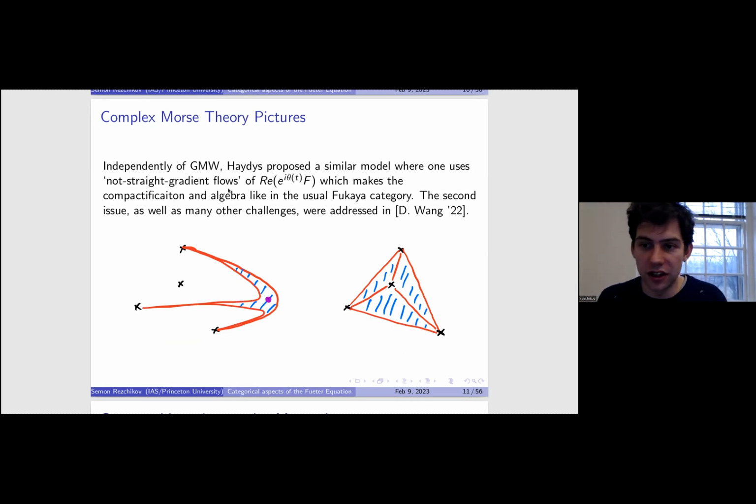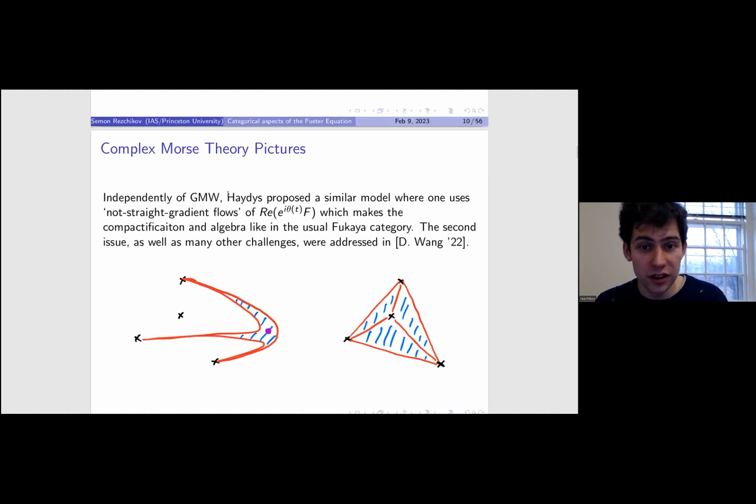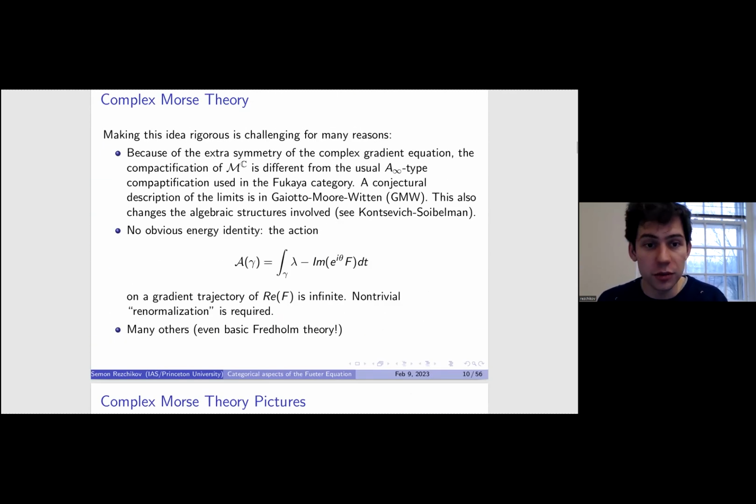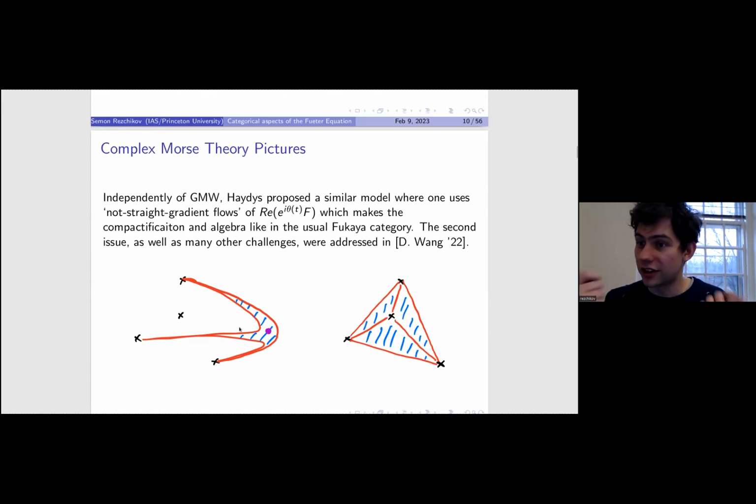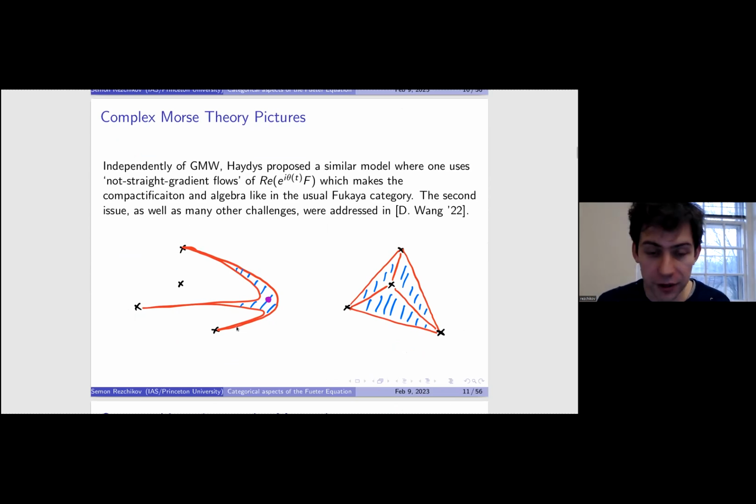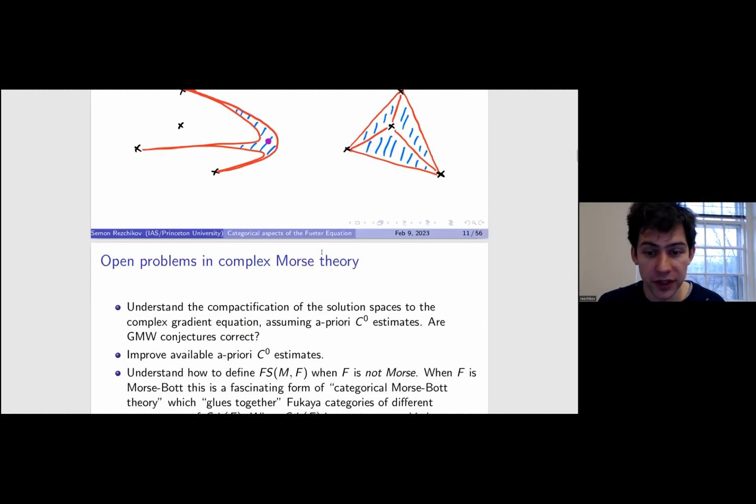But then Dong-Ho Long wrote this very long paper motivated by problems in Seiberg-Witten theory, which basically made the analysis of the Hadish kind of thing rigorous. He solves this renormalization problem and shows that the compactification, when you have these curved gradient trajectories, is actually the usual A-infinity compactification. Okay, so there's at least some model now of this complex Morse category.